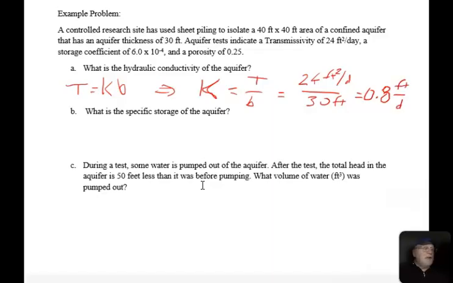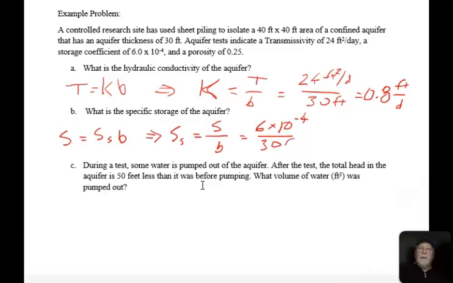What is the specific storage? So we said that the storage coefficient, or the storativity, equals the specific storage times the aquifer thickness. If we want the specific storage, it would just equal the storativity, or storage coefficient, over the aquifer thickness, equals, what was our number? 6 times 10 to the minus fourth, and that's dimensionless, over our aquifer thickness again, 30 feet, and this equals 2 times 10 to the minus 5, and it does have units. It would be feet to the minus 1.